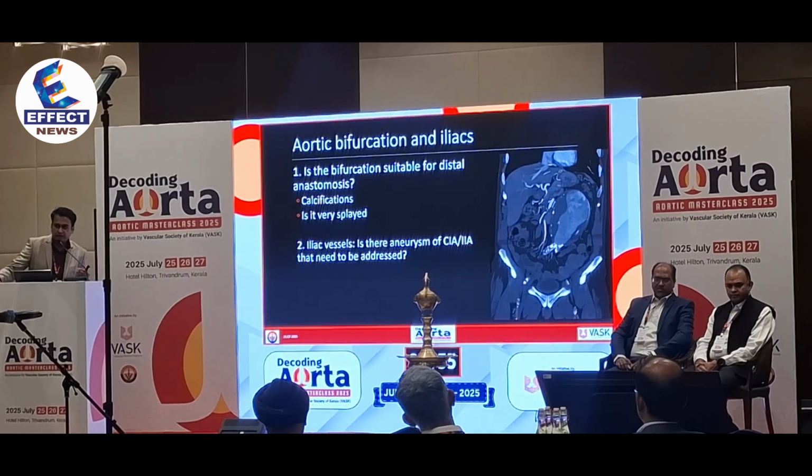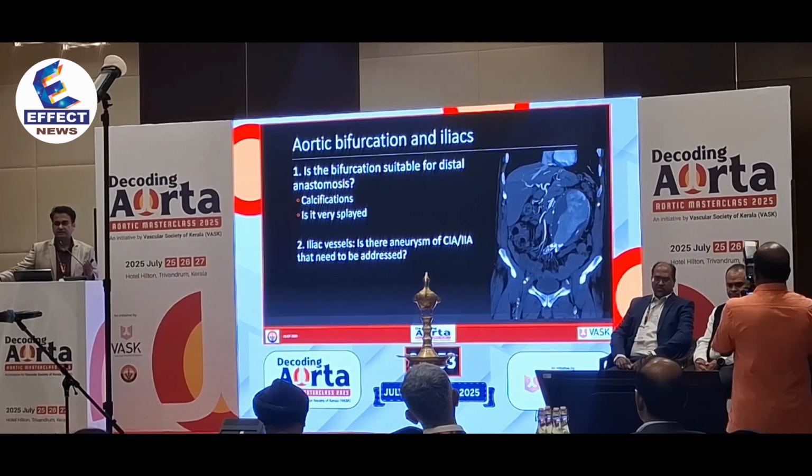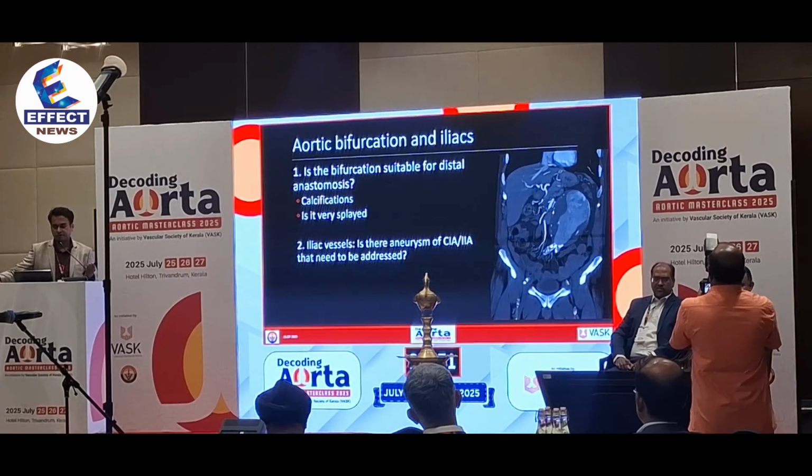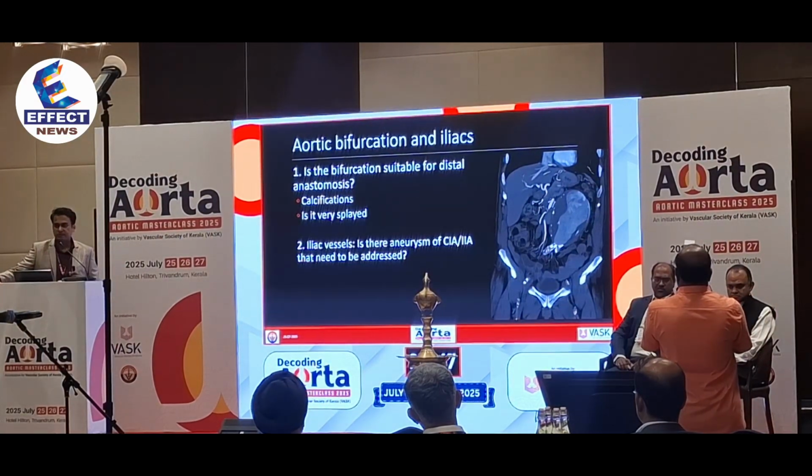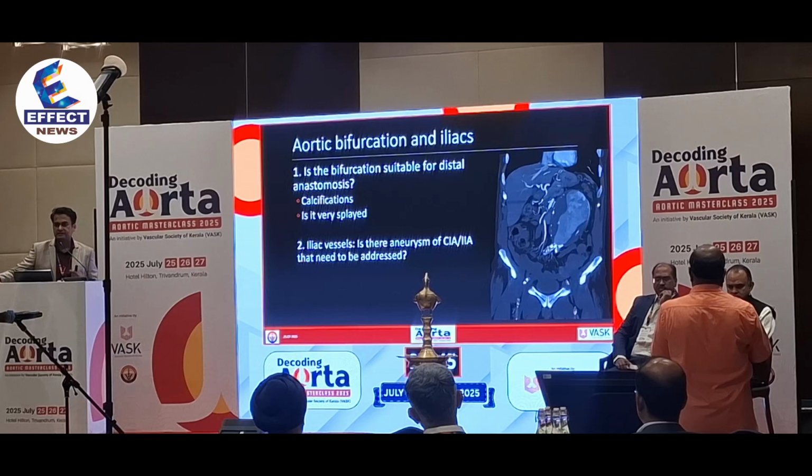And then finally you come to the aortic bifurcation. You assess whether it's suitable to do a distal anastomosis as a tube graft. Is there significant calcification like you see here, which means that you may have trouble, you may have to decalcify those areas before you can take the stitches? Or is it too splayed?